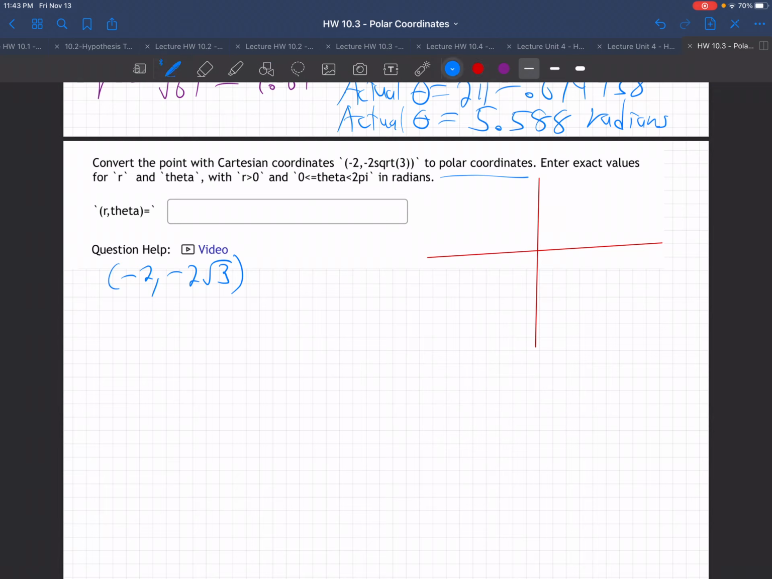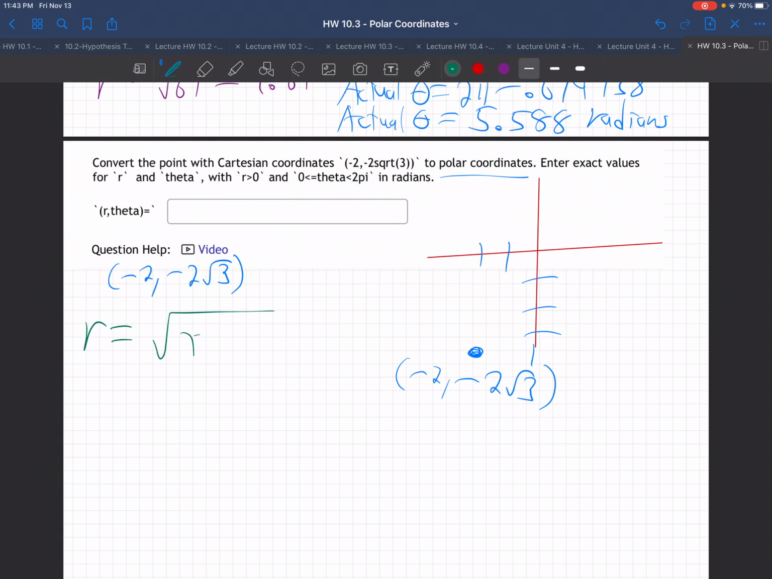So it's back to -2 and down 2 square root of 3. I'm just going to go about like that. So it's in the third quadrant, isn't it? And then we can calculate r.